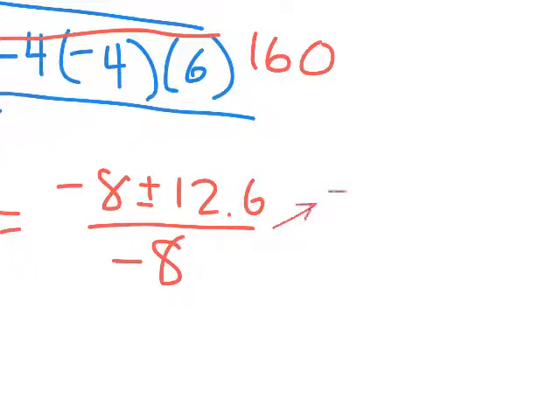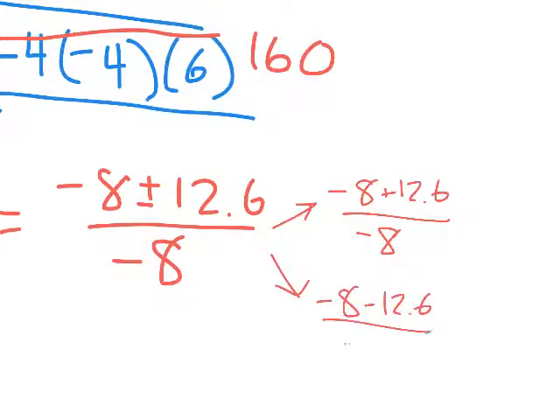So one is going to be negative 8 plus 12.6 over negative 8. The other is going to be negative 8 minus 12.6 over negative 8. All right, let's do this here. Okay, so some more calculator work.